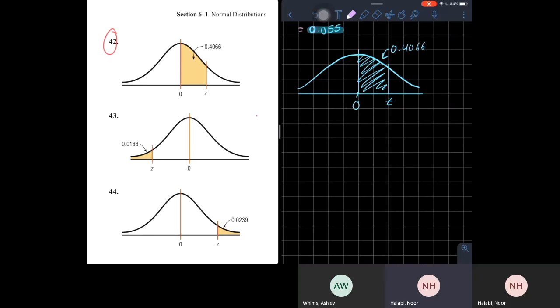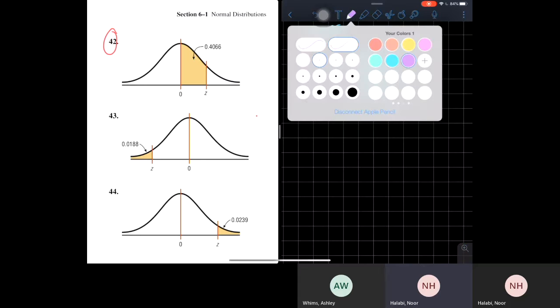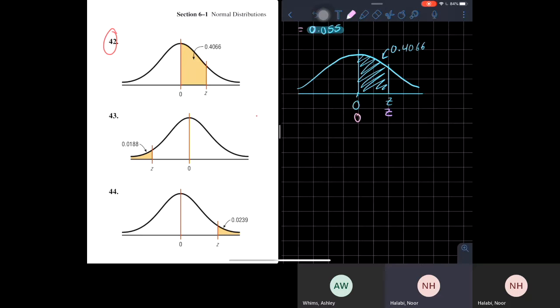We know what the z-score is. Z-score is just how many standard deviations away from the mean you are. And here I am just a random number z away. And I started at 0.